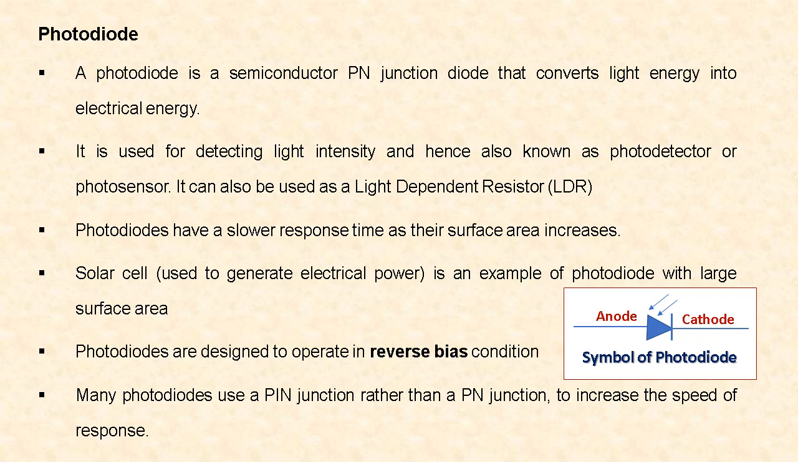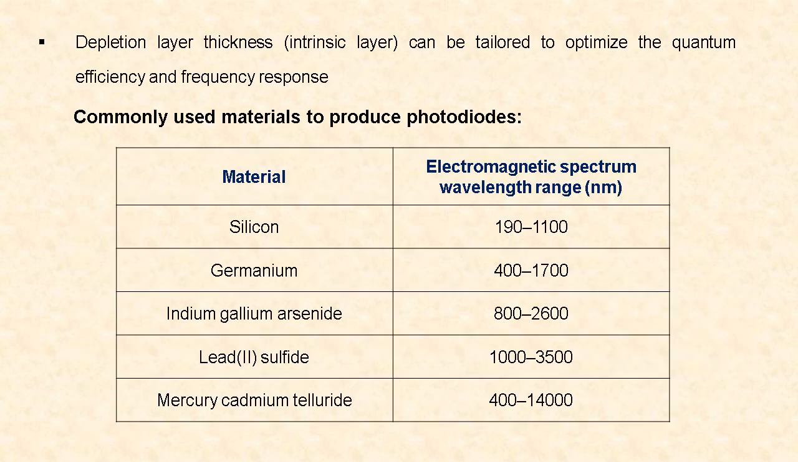Many photodiodes use a PIN junction rather than a PN junction to increase the speed of response. In the PIN junction photodiode, the depletion layer thickness, that is the intrinsic layer, can be tailored to optimize the quantum efficiency and frequency response.